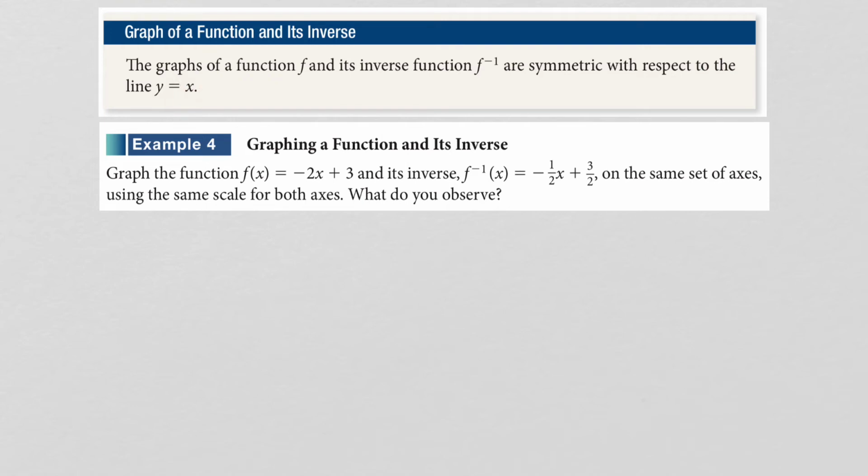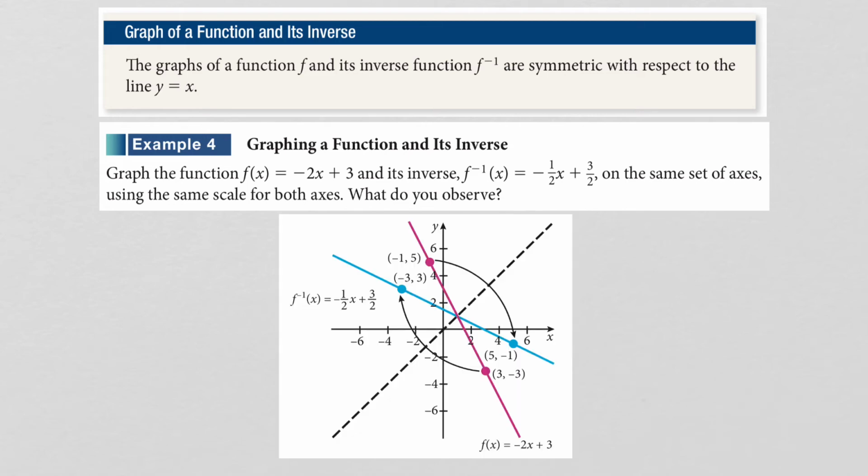Well, what we want to do here is graph the function f of x equals negative 2x plus 3, and also its inverse function f inverse of x equals negative 1/2 x plus 3 over 2. And we're going to graph these on the same set of axes, using the same scale for both axes. So what that means is that you want your x-axis and your y-axis to have the same scale. Let's go ahead and take a look at those graphs, and then we'll see the symmetry that we should see.